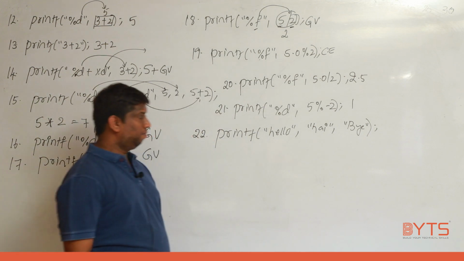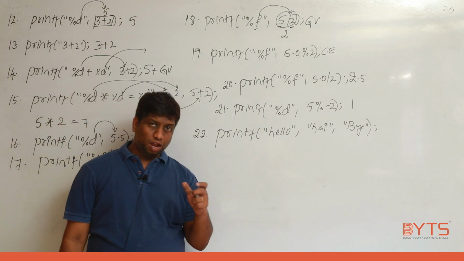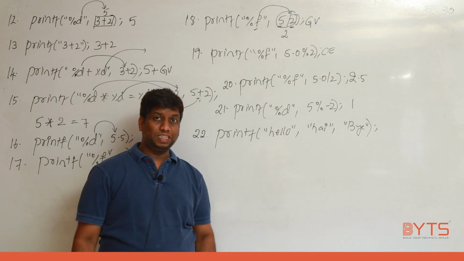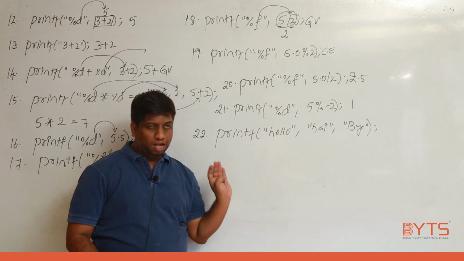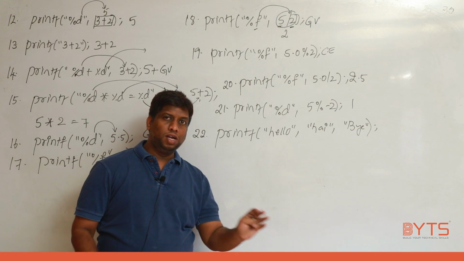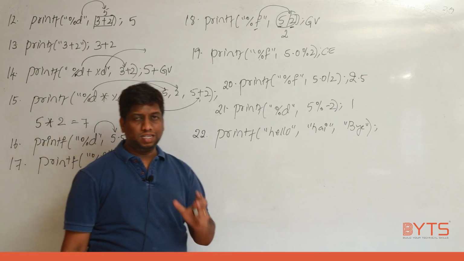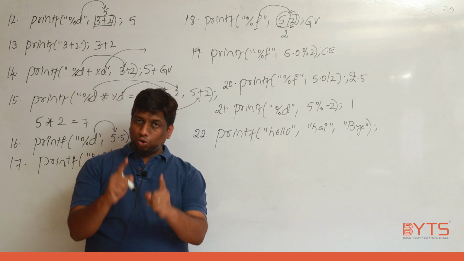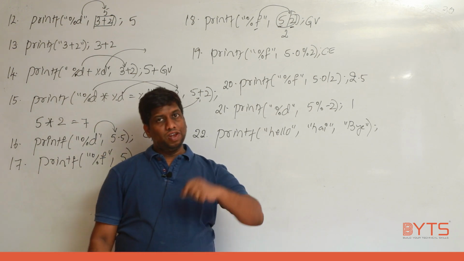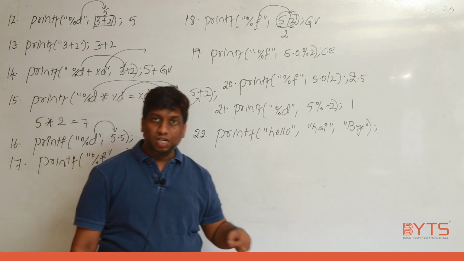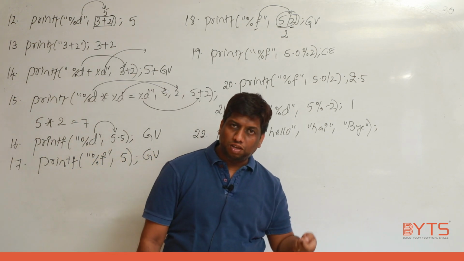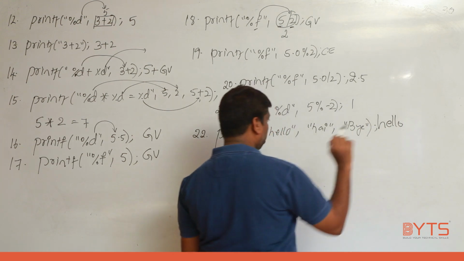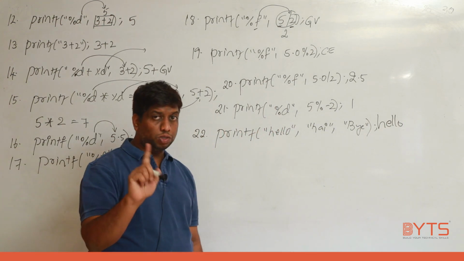Well, what is the answer? So the answer is what? Hello, hi, bye, or only hello? Think and tell the answer. Hello, hi, bye, or only hello? The answer is only hello. Printf will always print only the first argument. When will you print the second and third arguments? If there are any format specifiers. So what is the answer? Hello only. No hi bye story, understand. Printf will always print which argument? First argument.